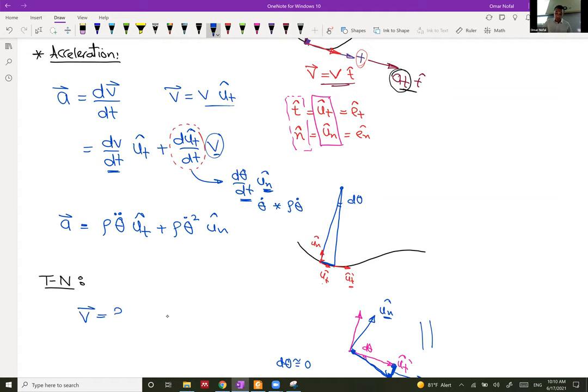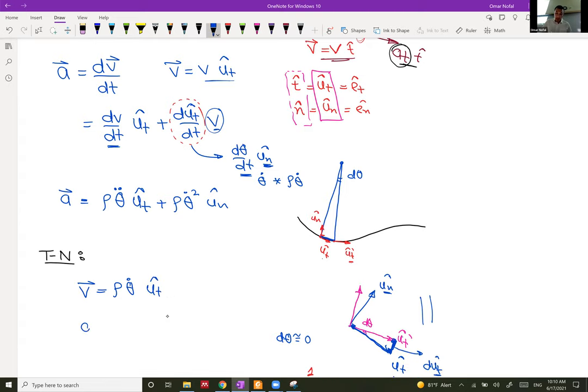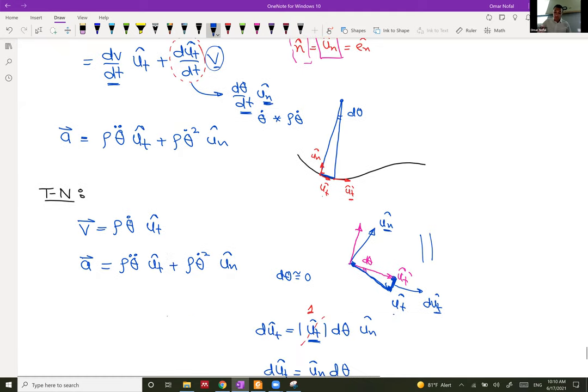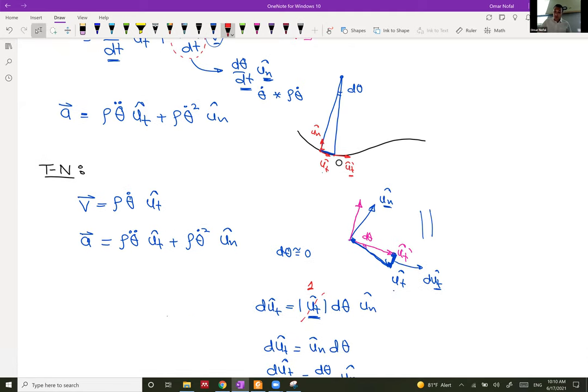V is equal to rho theta dot in the tangent direction, and a is equal to rho theta double dot in the ut direction, plus rho theta dot square in the normal direction. These are the most important two equations that we will be using. All right, so let's do some analysis of these equations.